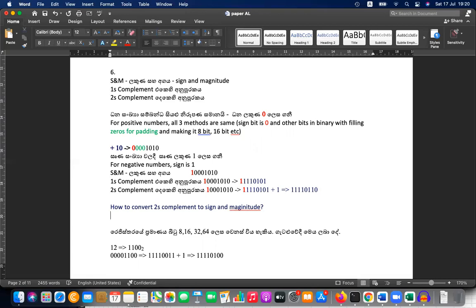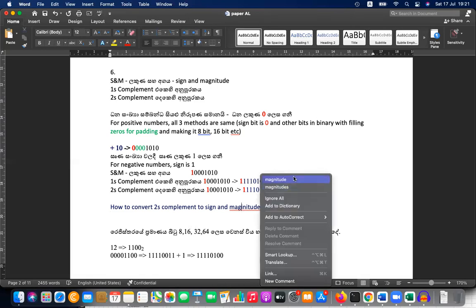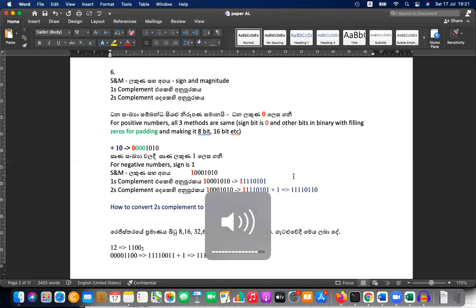Sidney, can you answer? How to convert 2's complement to sign and magnitude? Sidney, can you answer? Hello? How to convert 2's complement to sign and magnitude?